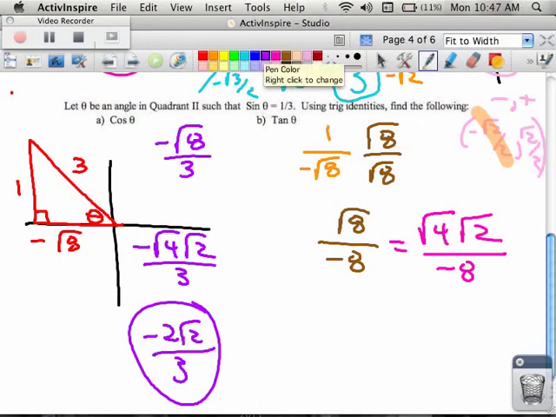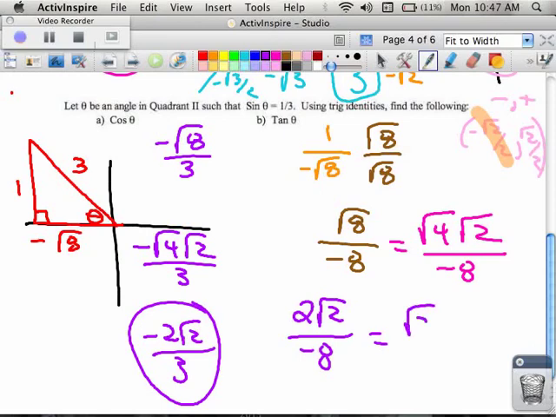And then finally, if I know that that's going to be 2 root 2 all over negative 8, 2 over 8 is the same as a fourth. So I have radical 2 all over negative 4 as my final answer. So it's all about simplifying when you get to the final answer.